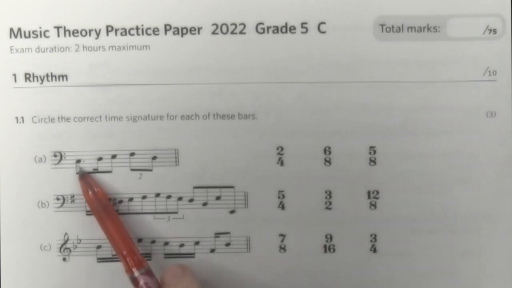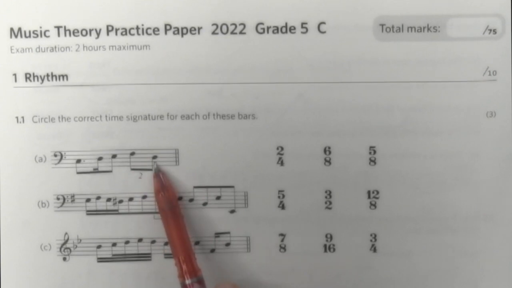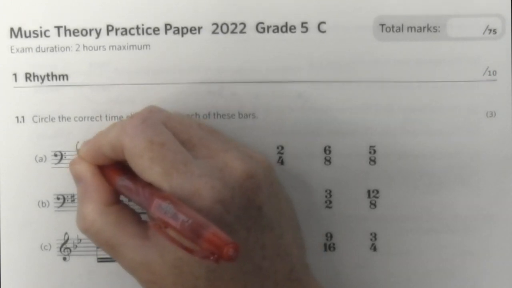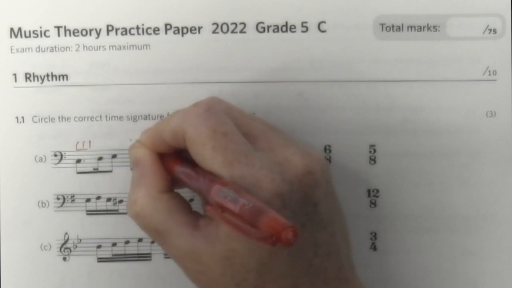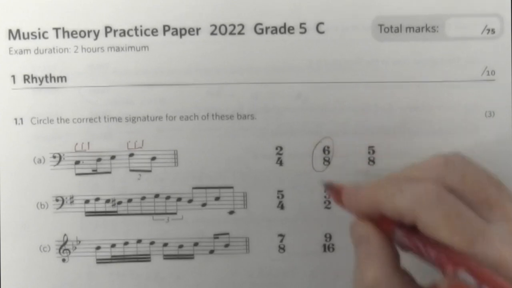Let's count 1, 2, 3 and then 2 in the space of 3. So in this case we have 1, 2, 3 and then 1, 2 and 3. So the answer is 6/8.